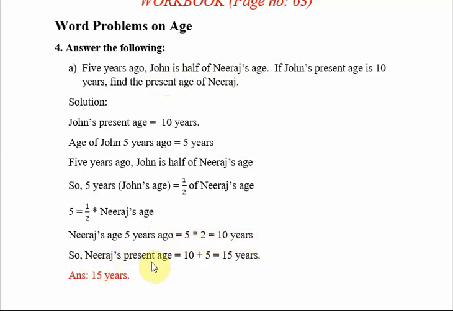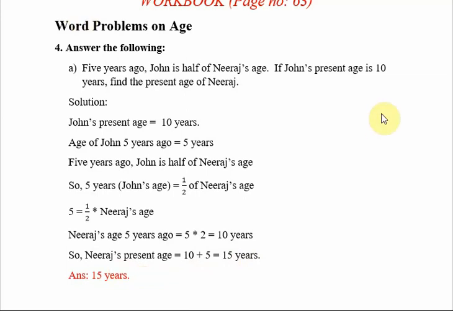So what will be the present age of Neeraj? This 10 years means 5 years ago. Before 5 years, Neeraj's age is 10 years. So for the present age, we have to add 5 to the age 5 years ago. So 10 years plus 5 is equal to 15 years. So the present age of Neeraj will be 15 years.